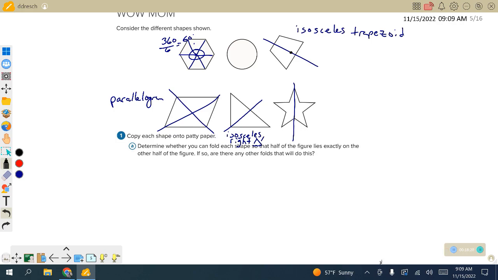Parallelogram. Does a parallelogram have rotational symmetry, you think? Besides a 360? 180? I would say so as well. You got the patty paper there, right? So if you took your patty paper and made 2 turns of it, 180 degrees, that appears to work for you. How about an isosceles right triangle there?